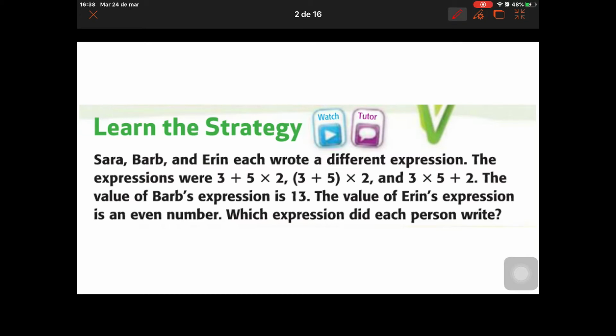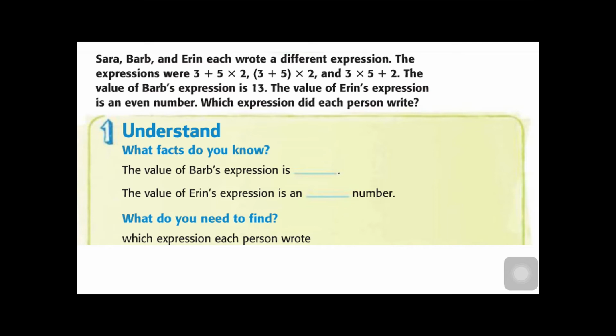So Sarah, Barb, and Erin each wrote a different expression. The expressions were 3 plus 5 times 2, the next one is 3 plus 5 times 2 but with a parenthesis, and 3 times 5 plus 2. The value of Barb's expression is 13. The value of Erin's expression is an even number. Which expression did each person write? Let's go to the next slide.